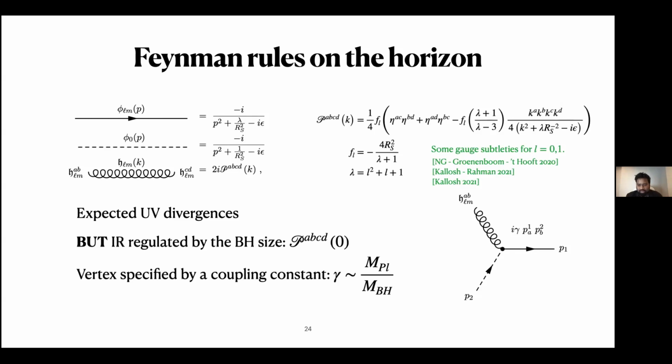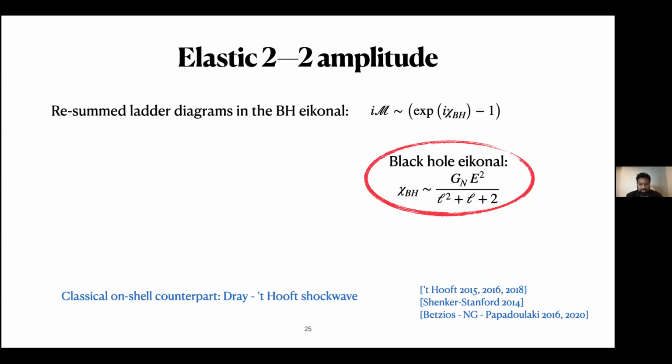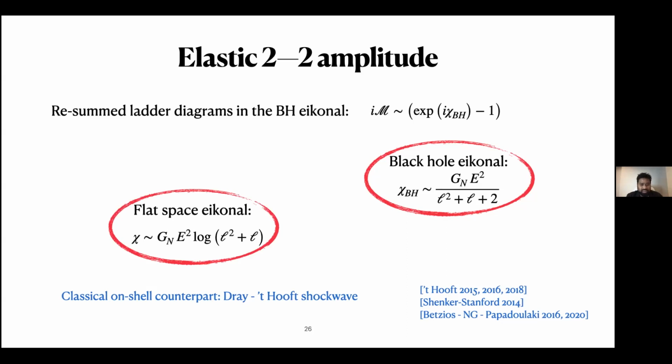So using this toolbox, you can now compute elastic 2-to-2 amplitudes. These would be the analogs of the ladder diagrams that I drew earlier. And one can compute, again, the resummation of the amplitude, for every partial wave, and that can be written as an exponential of this black hole eikonal function, which looks like G_Newton times E squared, where E is the energy of the collisions, divided by L squared plus L plus 2. Now, if you write the same amplitude for the flat space eikonal, there you see that the L squared, the partial waves, sit in the numerator. So the amplitudes are dominated by large angular momentum modes in flat space, whereas once you're near a black hole, the amplitudes are dominated by the small angular momentum modes. It's an interesting physical difference that's important to note.